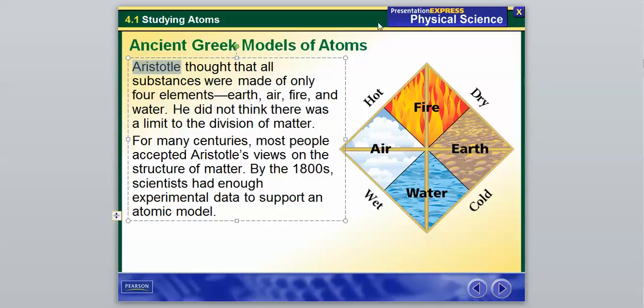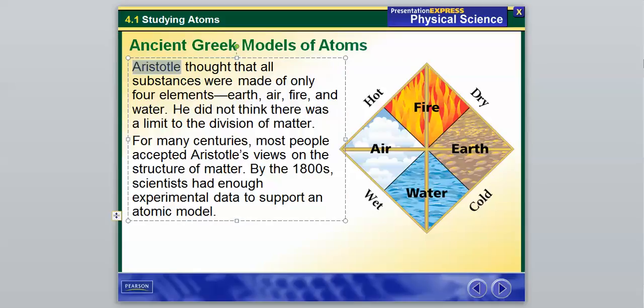And by the 1800s, however, scientists had enough experimental data to support an atomic model. So this was kind of believed until the 1800s. This was the main belief going on here. So it wasn't until, again, just a couple hundred years ago where people started to say, okay, maybe Aristotle wasn't right. Maybe there are these tiny little structures out there that cannot be divided up into any smaller pieces.